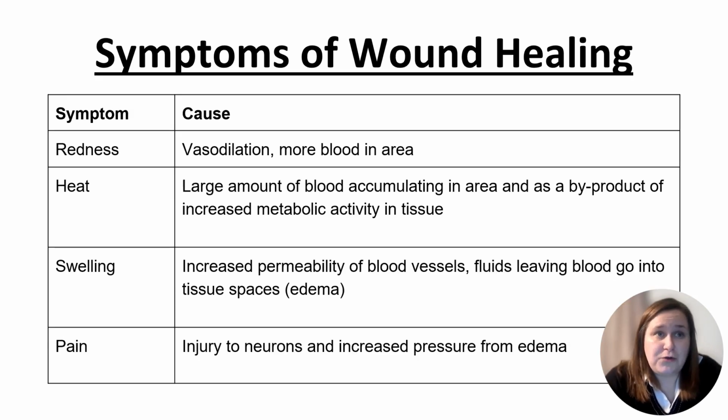So whenever we have a wound, we are going to activate what's called the inflammatory cascade. And although this helps the wound to heal faster and more efficiently, this is usually what causes a whole lot of the pain that we have whenever a wound is healing. Some of the things that we're going to see when a wound is healing, we're going to see a little bit of redness. This is from vasodilation because we have more blood in the area. We'll sometimes get a little bit of heat. This is because of the large amount of blood accumulated in the area and as a byproduct of the increased metabolic activity in the tissue. We also sometimes will see swelling, which is due to the increased permeability of those blood vessels that are leaking blood fluids into those tissue spaces, causing edema or swelling.